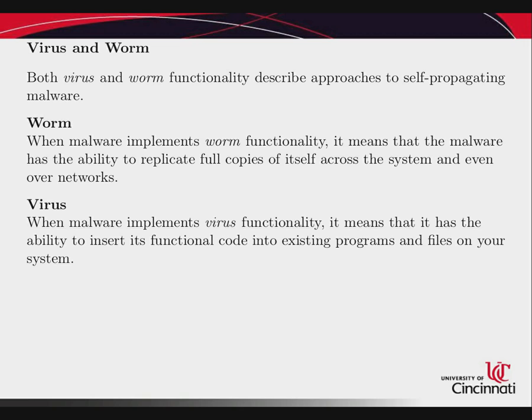So if we're familiar with how viruses and worms work, and they're definitely not the only two organisms that behave this way, they do both have the property in biology of being organisms that can self-propagate. So they replicate themselves typically in order to propagate. Worms, the way I usually describe those is, when it implements worm functionality, it means the malware has the ability to replicate full copies of itself across the system and even over networks through various means. So a worm that also has a mailer component may email copies of itself to other people.